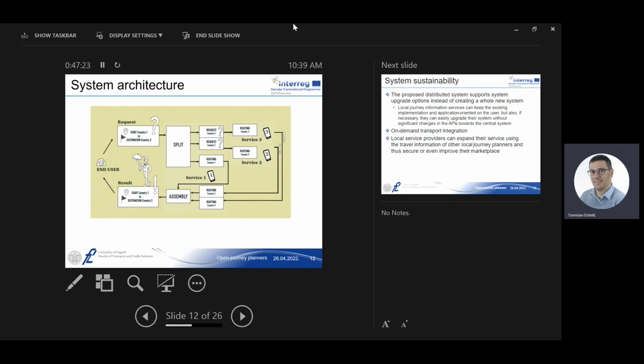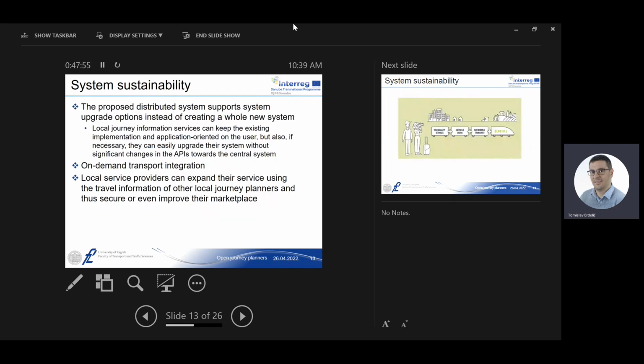And then when each local journey planner returns its route, you assemble all partial routes into one and show it on the map. There can be several routes here. You can show several suggestions of the route, and the customer can choose the best one. Regarding the sustainability of the system, the proposed distributed system supports system upgrade options instead of creating a whole new system. This is a good thing because when you define only the API, the system of the local journey planner behind this API can be whatever it wants to be.